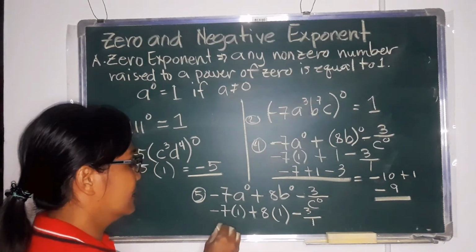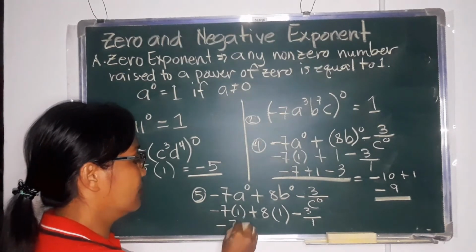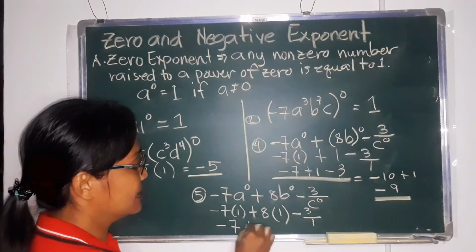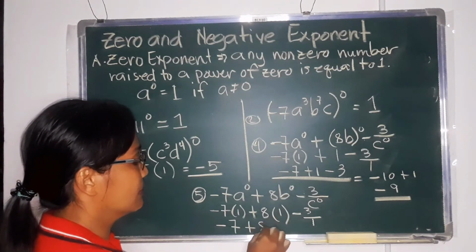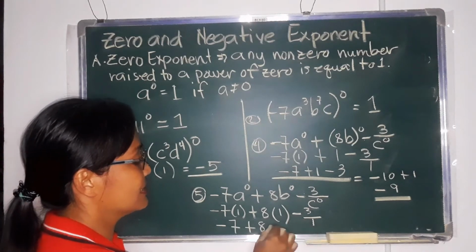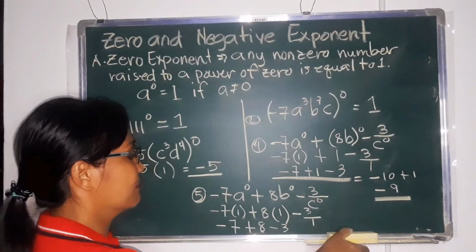Simplify. So negative times positive is negative. 7 times 1 is equal to 7. Next, positive times positive is positive. 8 times 1 is equal to 8. Next, negative divided by positive is negative. 3 divided by 1 is equal to 3.